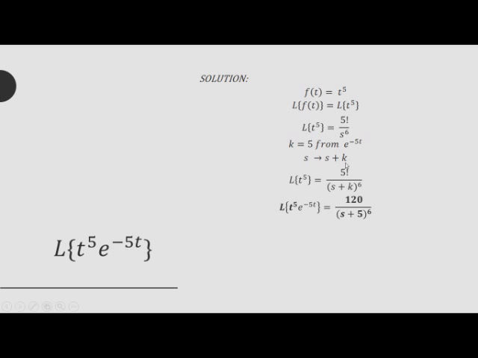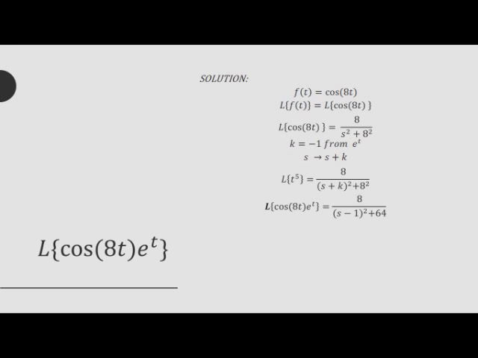You're going to get k from the e raised to negative 5t. So by adding k to s, it will be 5 factorial over s plus k raised to 6. By simplifying, you will get the Laplace transform of t raised to 5 times e raised to negative 5t is equal to 120 over s plus 5 raised to 6. The second example is the Laplace transform of cos 8t times e raised to t.